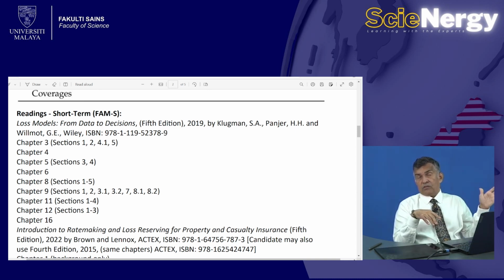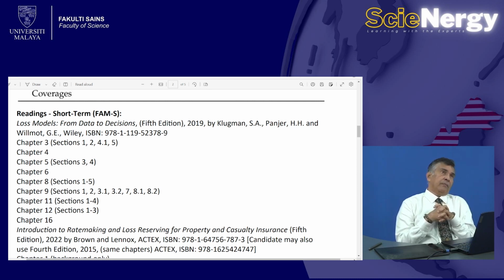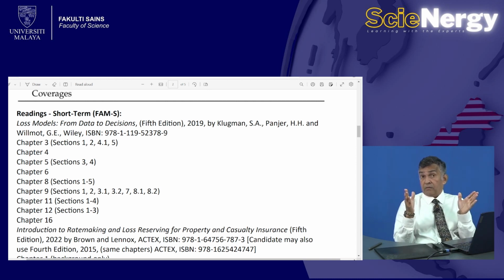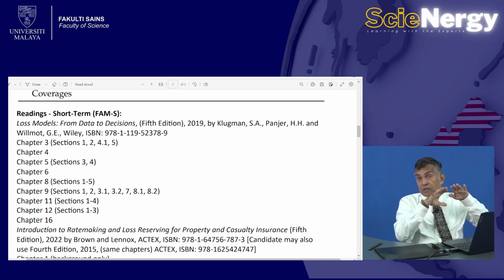We have Loss Models by Klugman. That's a famous textbook, and Stuart Klugman is famous actually, so that's his book we'll be covering. And then we have the book by Brown, Reserving. It used to be just Reserving, but now it's got Rate Making and Reserving. And then we have a book by Bloom on health insurance. So we're going to cover ideas from these 3 books.